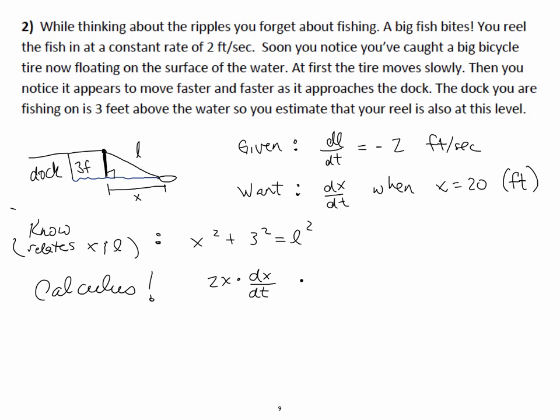What's the rate of change of 3 squared? 0. What's the rate of change of the right-hand side? 2L dl dt. Because again, L is also changing with respect to time. L is a function of time. Okay, so you have to use the chain rule when you find the rate of change. Okay, so what did I want again? I wanted dx dt when x is 20. So I can say dx dt is, divide both sides by 2, divide both sides by x, I get L over x dl dt, right?